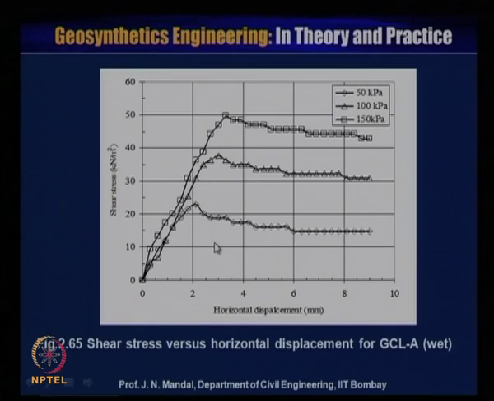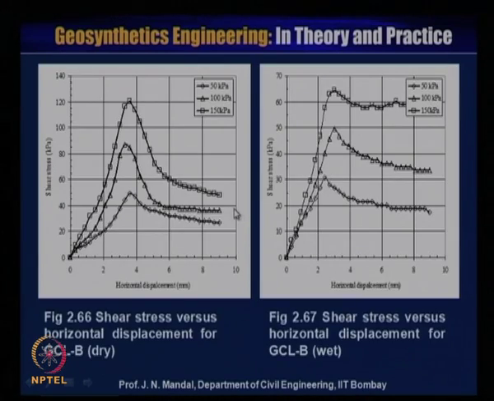Similarly for the geosynthetic clay liner A in wet condition, this is the shear stress versus the horizontal displacement. You can see here also a similar nature of curve under the different pressures 50, 100 and 150 kilopascal. This figure shows the shear stress versus the horizontal displacement for the GCL B in dry condition. You can see how the shear stress value is increasing. It goes up to 120 and then it decreases and then becomes almost constant.